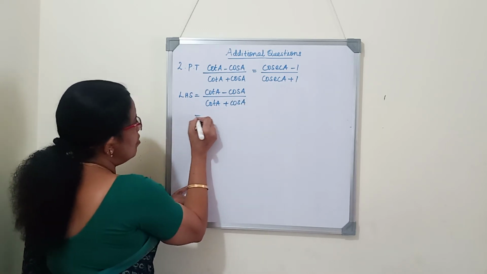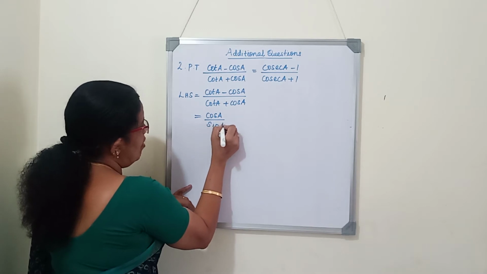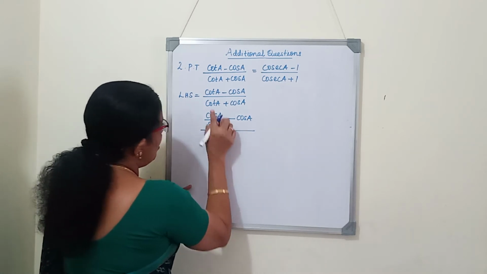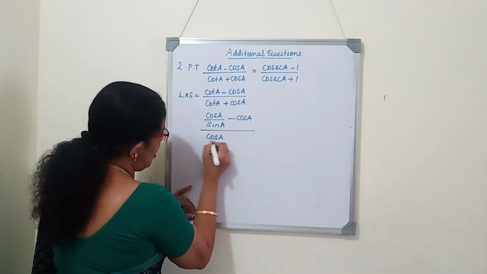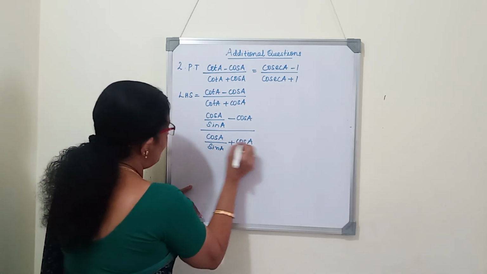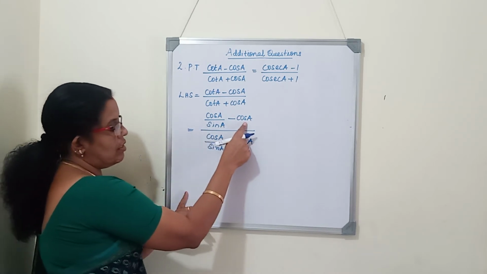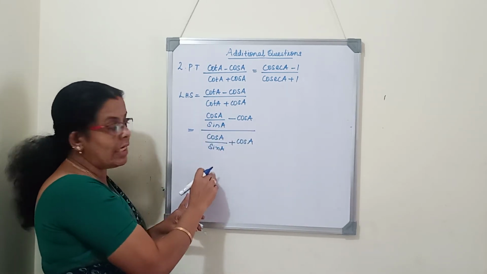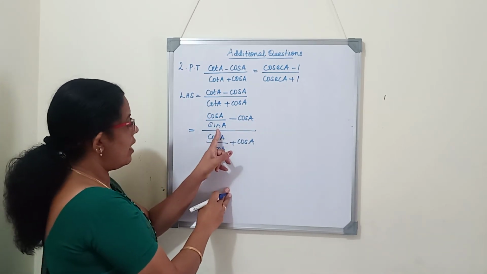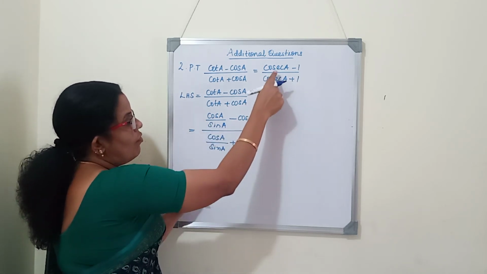So as I told you, we will change cot A as cos A by sin A, minus cos A as it is, divided by, again cot A is cos A by sin A, plus cos A. Normally after converting cot in terms of this, here is a fraction, here is a whole number. So normally we will take LCM, sin A is the LCM, and we will cross multiply here. But here if you take sin A common as LCM, we will get cos A minus cos A sin A, we won't get cosec A.